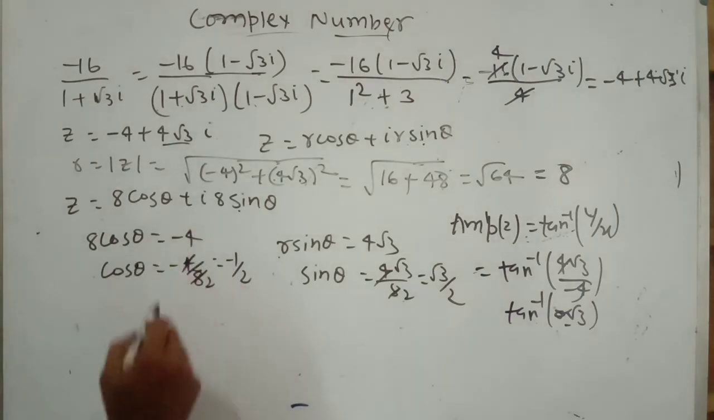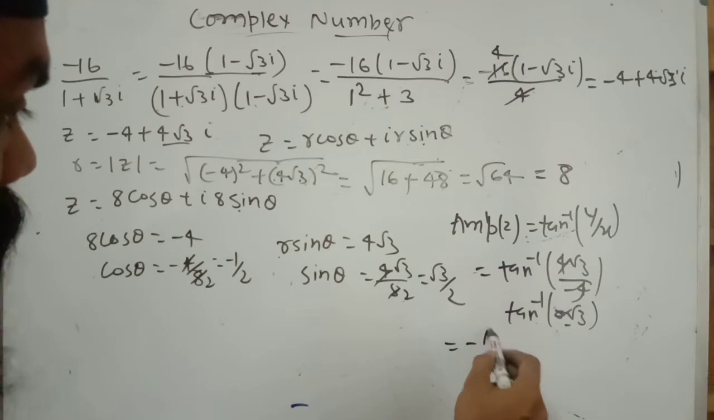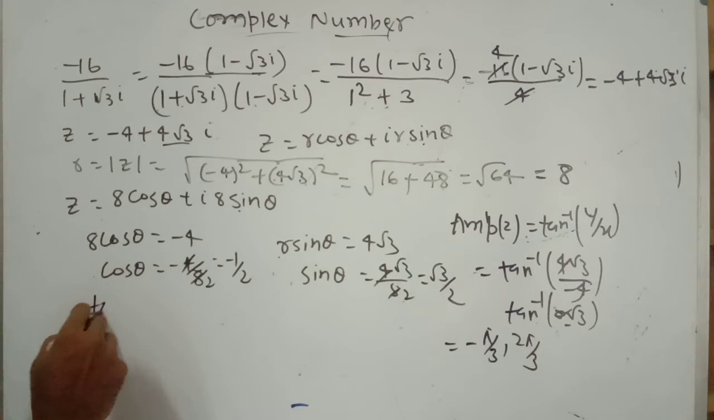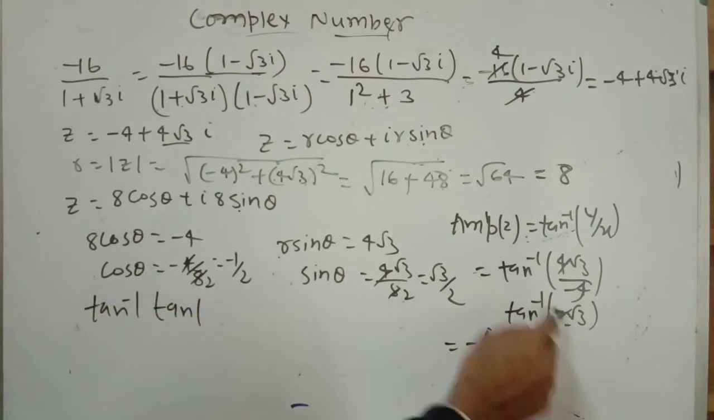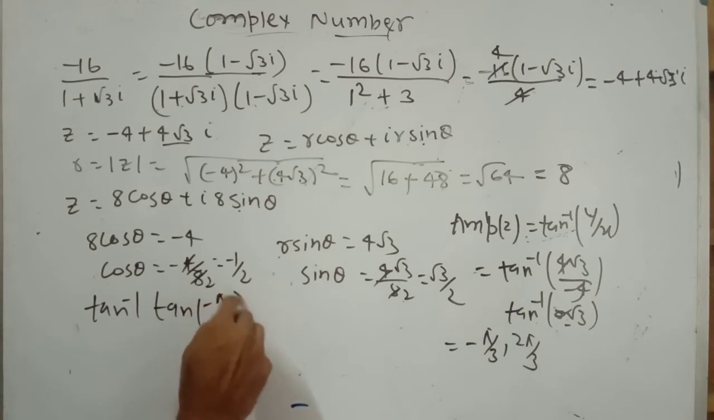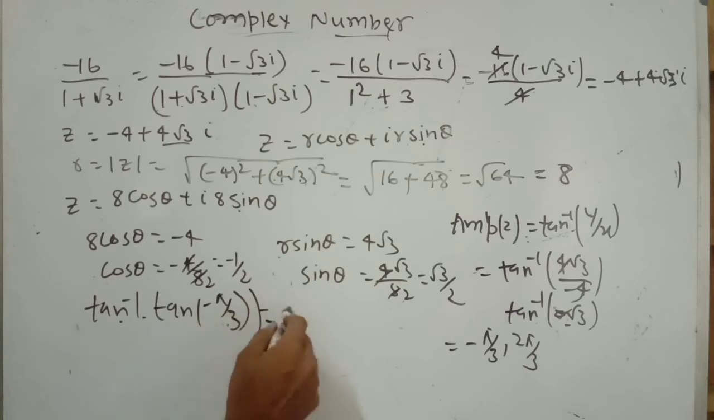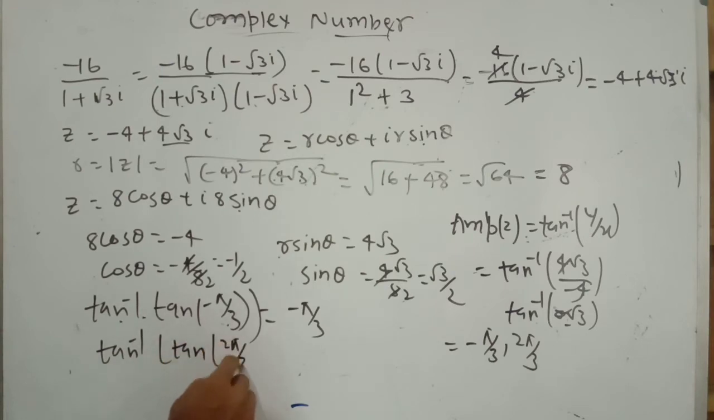So you can write here, there are two possible values corresponding: minus pi by 3 and 2 pi by 3. How can you solve this? Tan inverse tan theta. You can write minus root 3 equals tan minus pi by 3, and we know that tan inverse of tan theta becomes theta. So here minus pi by 3. And tan inverse tan 2 pi by 3, so you can write 2 pi by 3. So there are two possible values here.